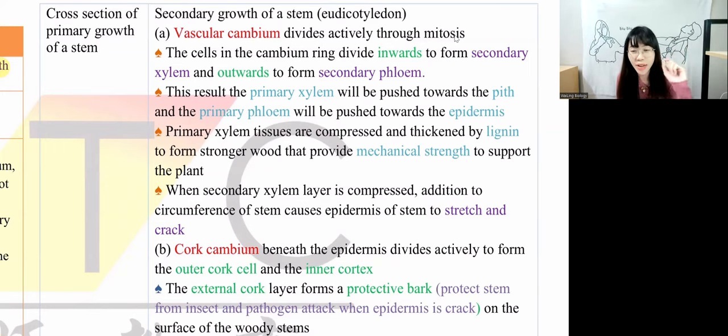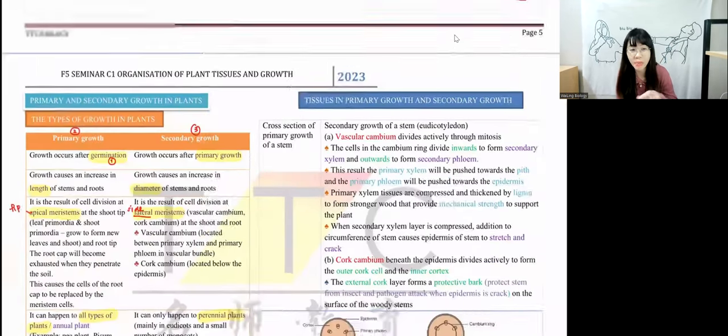Which part increases in length? Is it apical or lateral meristem? It will be apical meristem. The other one will be lateral meristem. For increasing in length or increasing in diameter, which one is limited? Primary growth or secondary growth? Of course, primary growth is limited. Secondary growth is unlimited, right? So this is the difference between primary growth and secondary growth. Remember, in the exam, they will ask you.